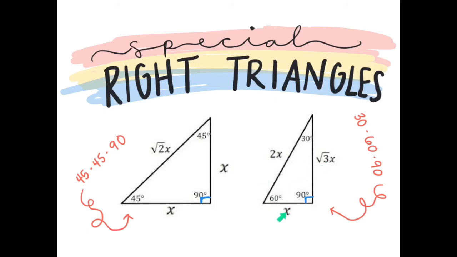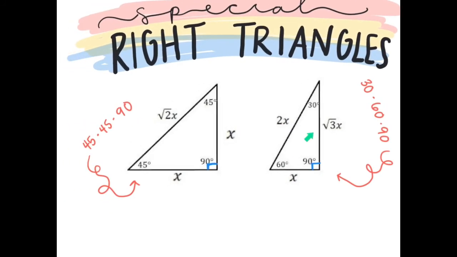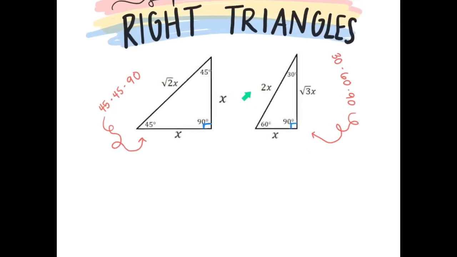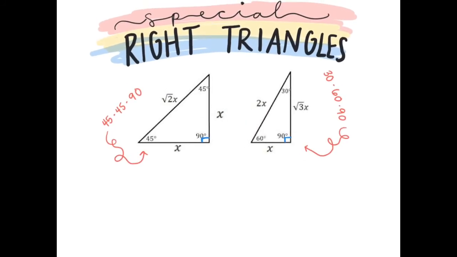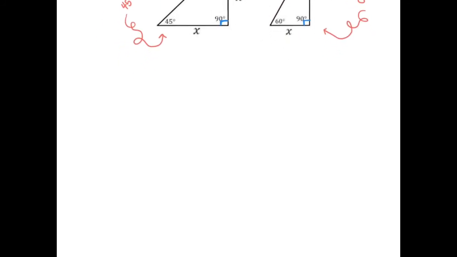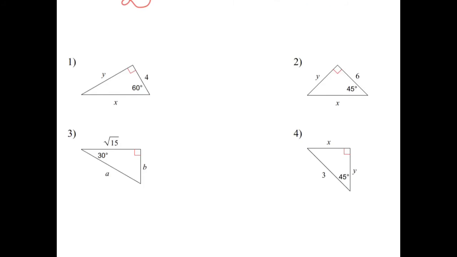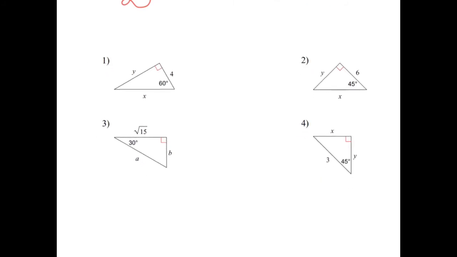Okay, when you go to look at 30, 60, 90s, we've got x, root 3x, and 2x. So for instance, if this is 1, it would be 1, root 3, and 2, or 2, 2 root 3, 4. Sorry for all that movement. So now we're going to have to practice this. I'm going to go through 4 with you before you practice on your own.